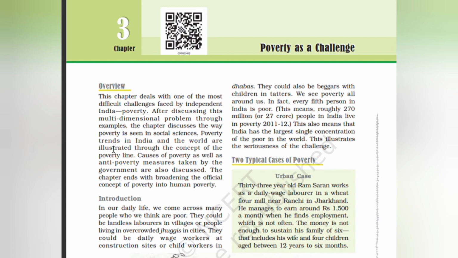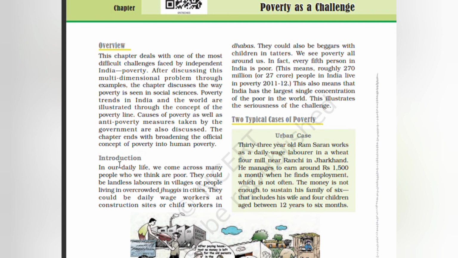Poverty trends in India and the world are illustrated through the concept of the poverty line. Causes of poverty, as well as the anti-poverty measures taken by the government, are also discussed. The chapter ends with broadening the official concept of poverty into human poverty.